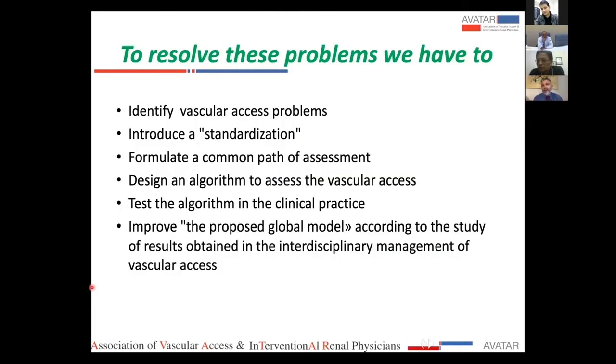In order to resolve this problem, we have to first identify vascular access problems, then introduce a standardization in our protocol, so we can formulate a common path for the assessment of the vascular access. Then we can use an algorithm, and we have to test this algorithm in our clinical practice. And finally, we have to improve the proposed global model according to the study of results obtained in the interdisciplinary management of our vascular access.